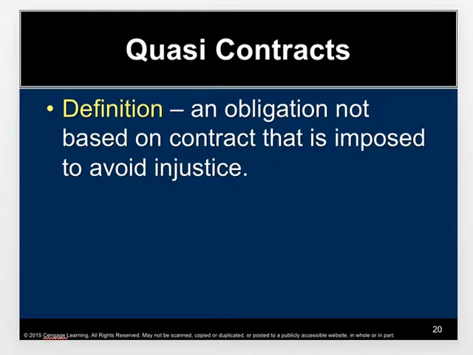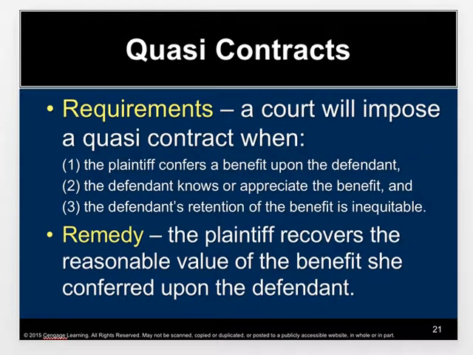So let's move on to quasi-contract. The quasi-contract is an obligation not based on a contract that is imposed to avoid injustice. So this is the type of situation where we don't really have a contract, but we act like we do. And so the court is going to imply a contract. In other words, a quasi-contract is an implied in law contract.